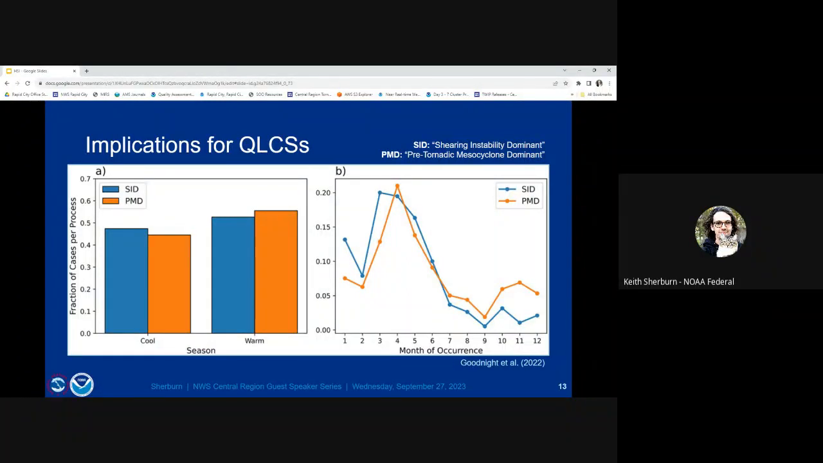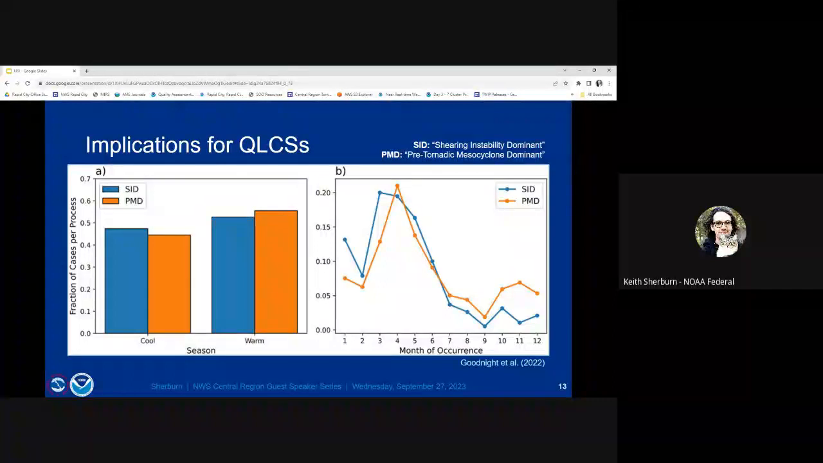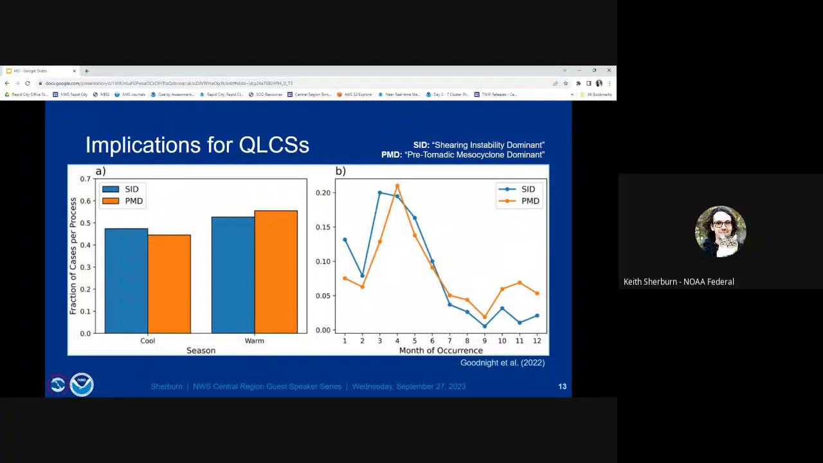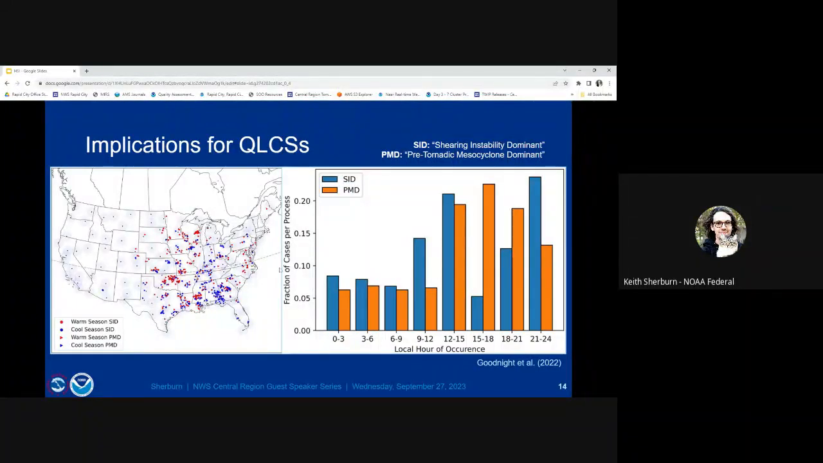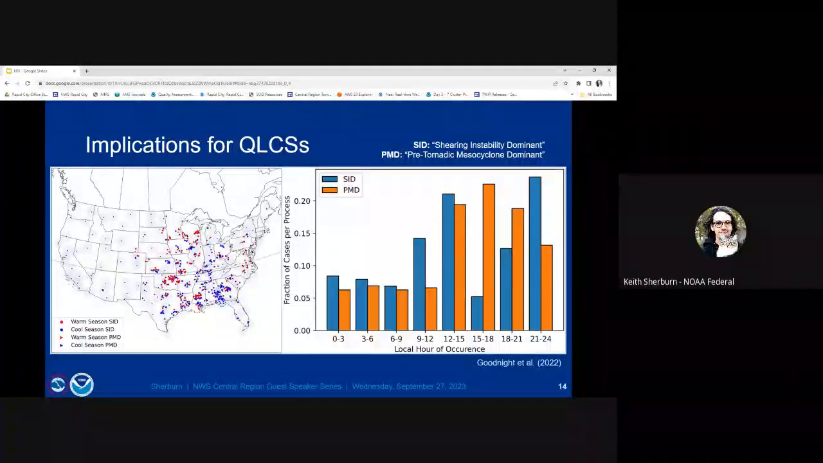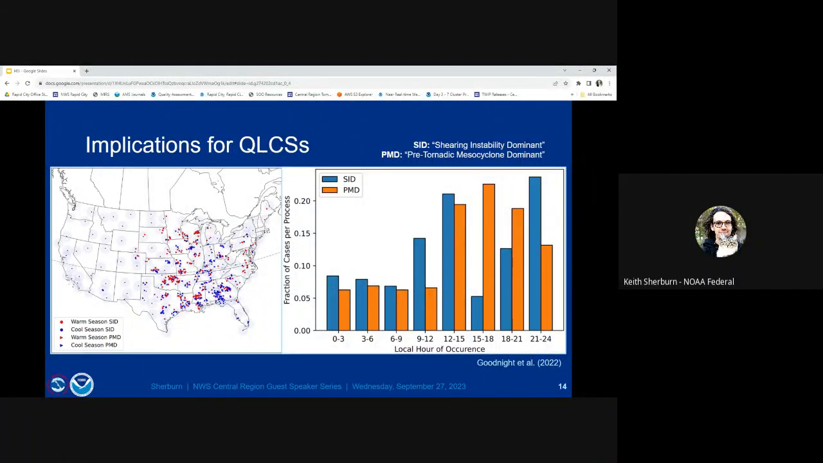So diving into some of their results, Goodnight et al. showed that QLCS tornadoes in this shearing instability dominant cases, so based on the release of HSI, tended to be slightly more common from January to March or from late winter to early spring. But overall, they're pretty similar annual climatologies, especially given that HSI was colloquially thought to be more of a cold season or cool season phenomenon. So that was an interesting finding right off the bat. The icons at left here might be a little tough to see depending on the size of your screen, but the ultimate takeaway from this map is that most of the country, especially as you get east of the Rockies, can experience QLCS tornadoes via either of these mechanisms.